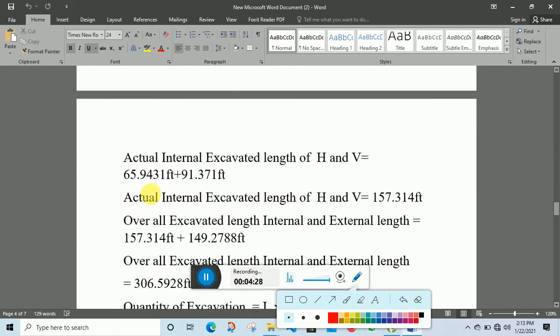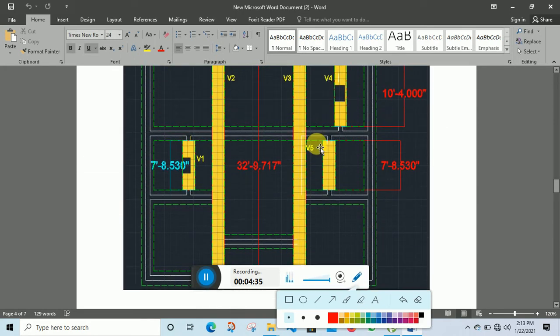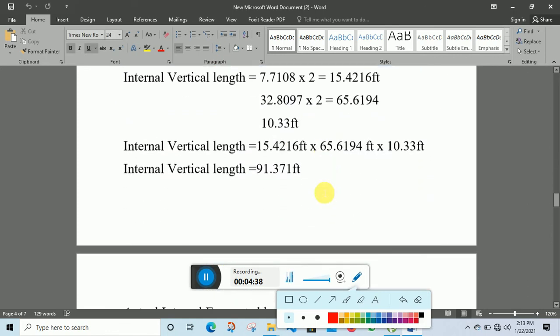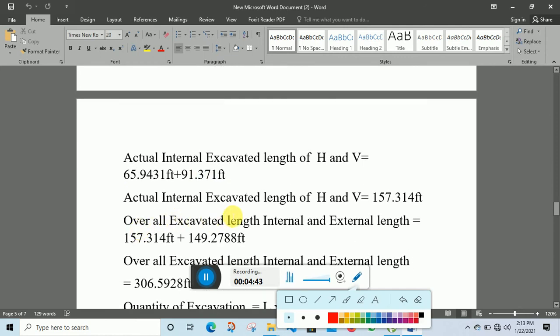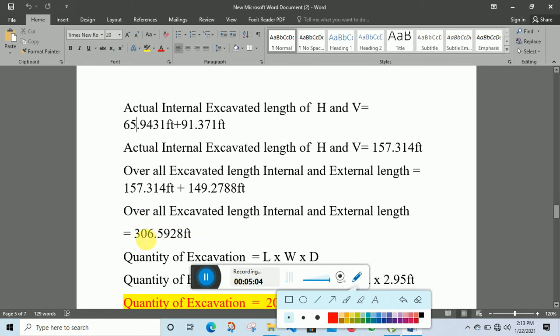So the actual internal excavated length, horizontal and vertical, I have to find the overall internal length of this plan. So I add horizontal and vertical. When I add these both, I get 157.314. Now I have to get the overall excavated length, internal and external. So I will add the internal length and the external length to get the overall excavated length.